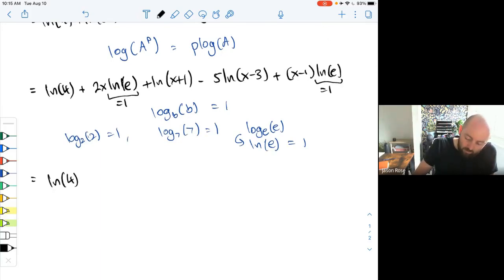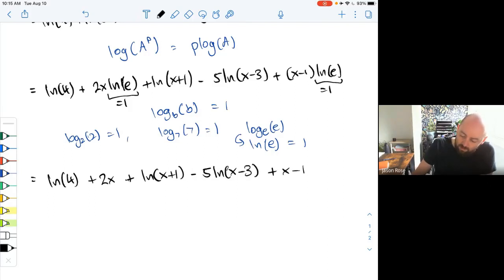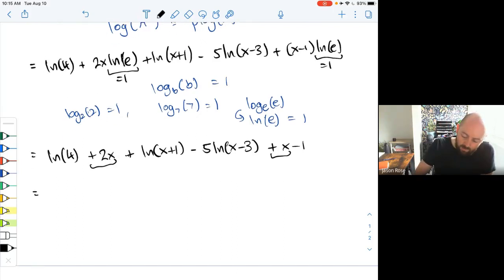Natural log of 4 plus 2x plus natural log of x plus 1 minus 5 times natural log of x minus 3 plus x minus 1. And actually we can do a little bit more still because we have a 2x plus an x here. This is natural log of 4 plus 3x plus natural log of x plus 1.